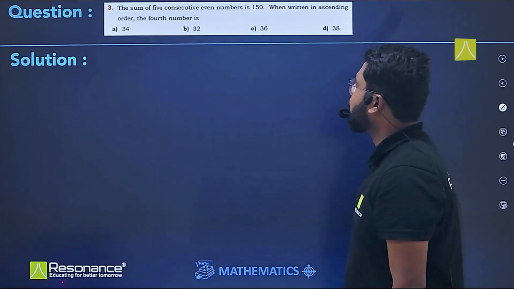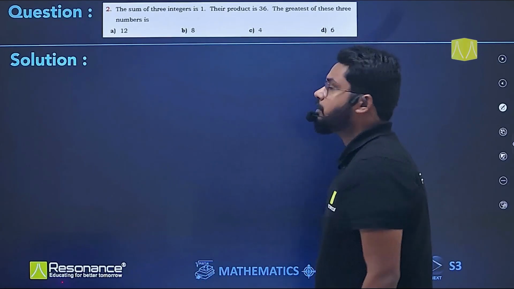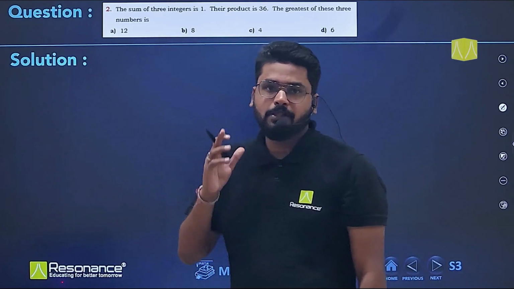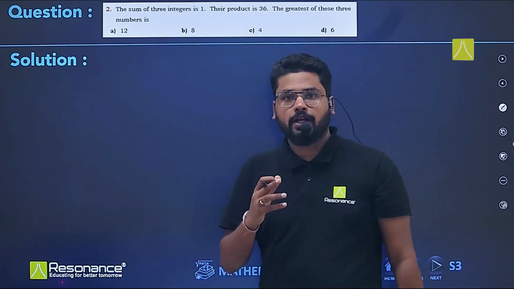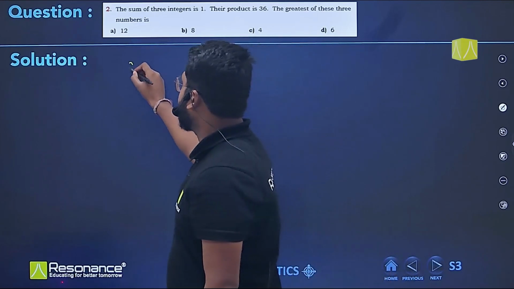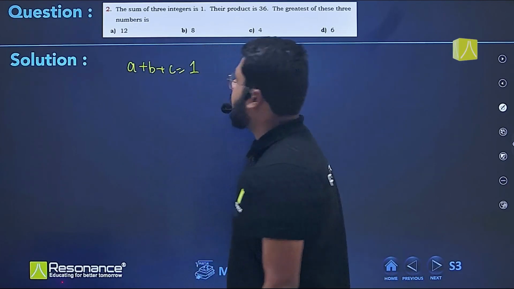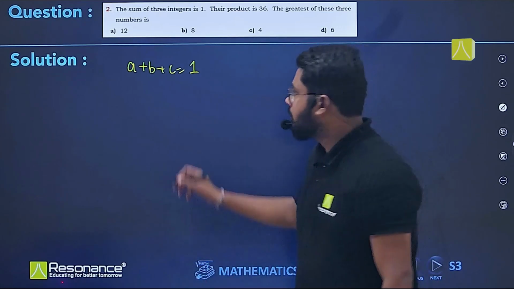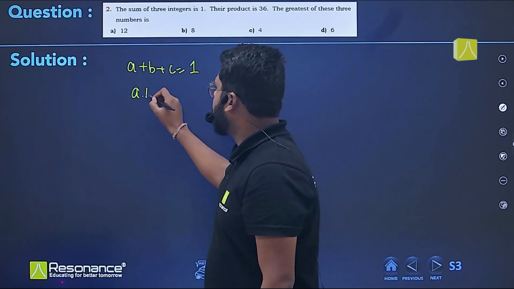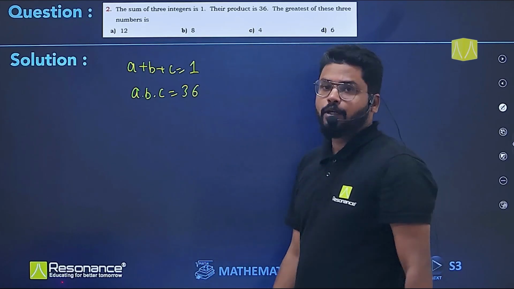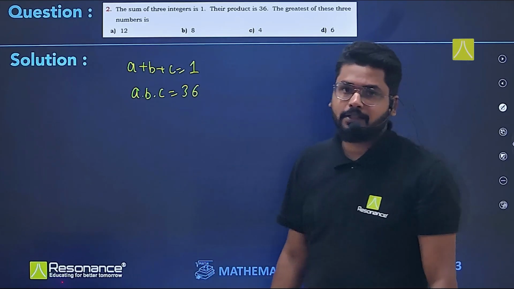Question number 2 says the sum of 3 integers is 1. Integers can be positive or negative. It is not mentioned that all 3 are positive or all 3 are negative. So let the sum A plus B plus C be 1 and their product be 36. This means A into B into C is 36. We have to find the greatest of the 3 integers.